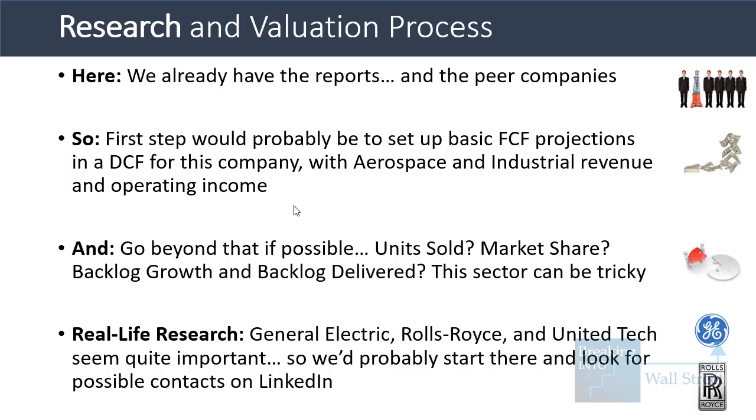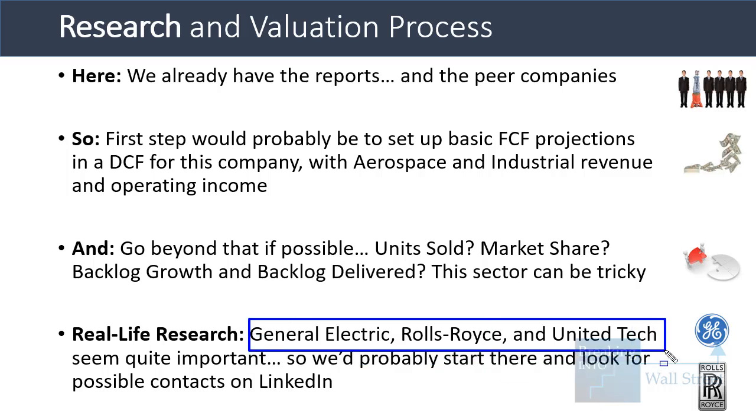And then for the real life research, Barnes Group mentions General Electric, Rolls-Royce, and United Technologies in its filings. All those seem pretty important, so we'd probably start there and then start looking for some possible contacts on LinkedIn. And if we ran out of time, maybe we can only speak with 1 or 2 people, but it's still a whole lot better than nothing.